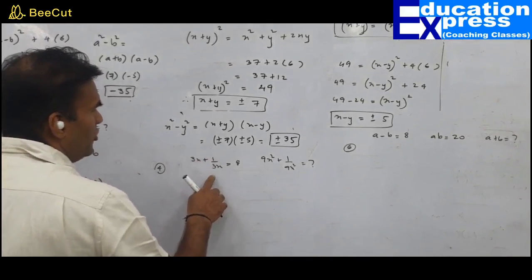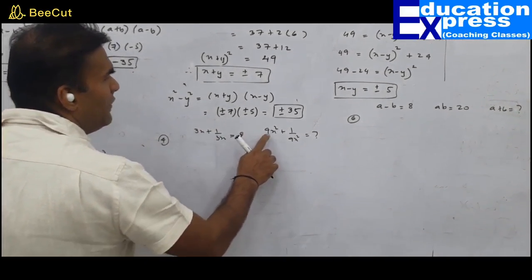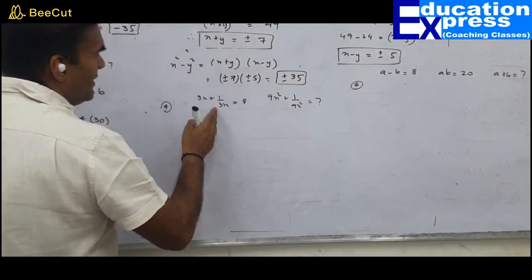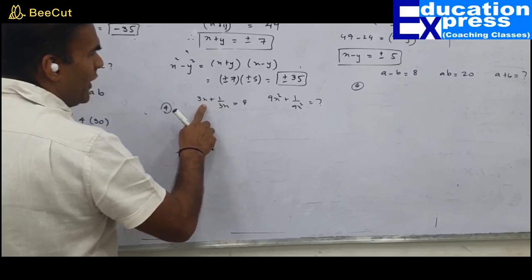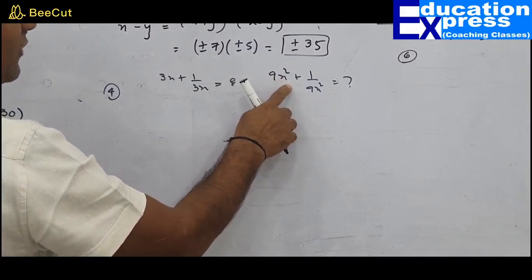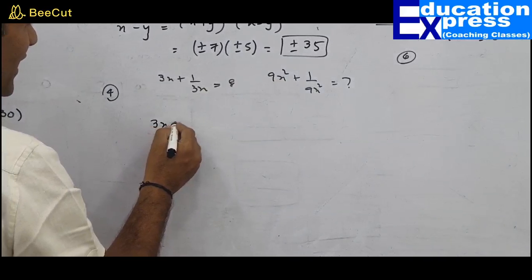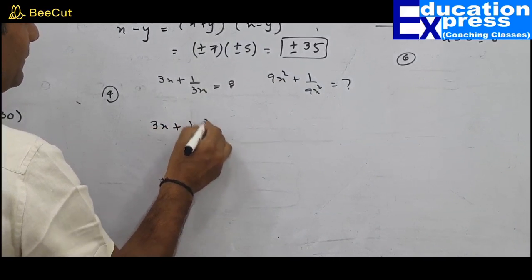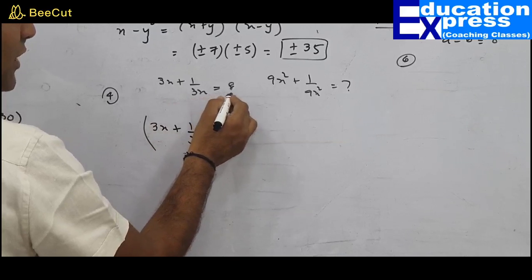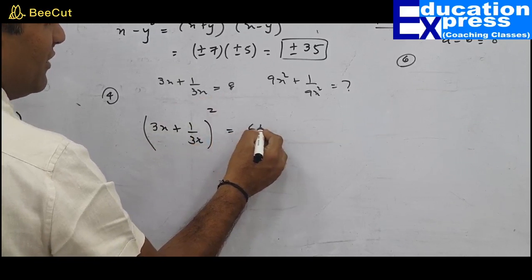3x plus 1 upon 3x is 8, and they expect me to find out 9x square. From my sincere approach, I can see that the square of this will result in 9x square. So what I do is, 3x plus 1 upon 3x equals 8. So the square would be 64.